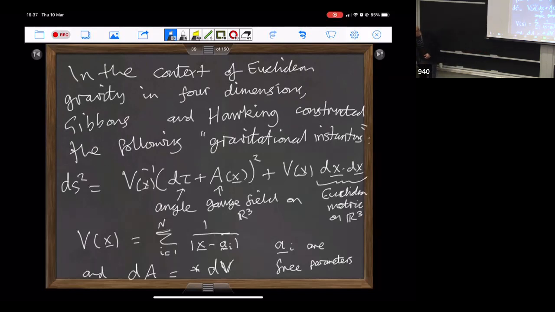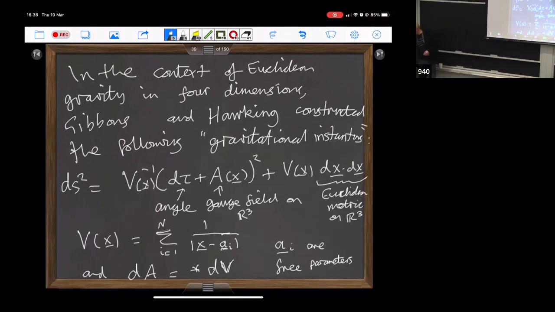So the metric depends on a function. First of all, this thing here is a Euclidean metric in 3 dimensions. By the way, I hadn't mentioned Euclid at that point. This was the first time. So V is a function which is basically the sum of Coulomb potentials in 3 dimensions. A you can think of as a gauge field, which obeys the equation at the bottom, and tau is just a coordinate on a circle. And 1 over the function appears outside the metric on the circular part of the metric.